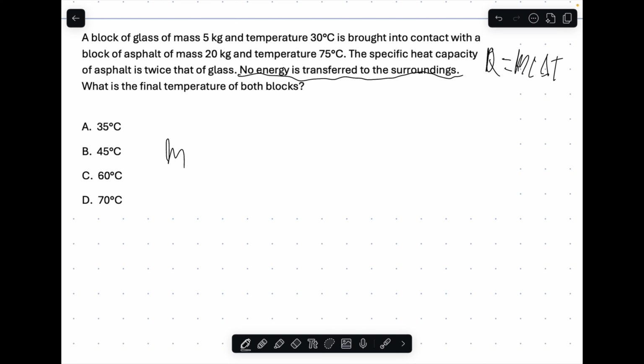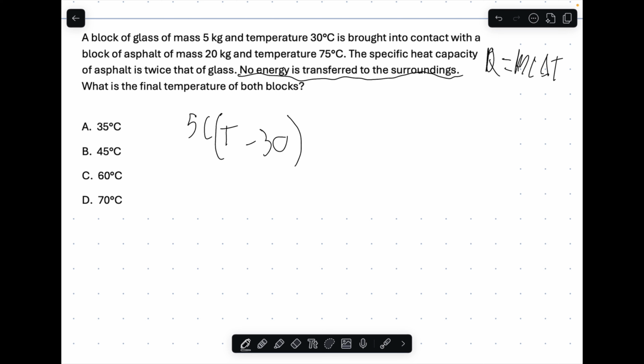MC delta T. Actually, let's just write the values in right away. So M is going to be 5 for the glass. C, we'll just call that C because there's no multiplier or anything. And then T, we're trying to find out this T. So we know delta T is just final temperature minus initial temperature. We don't know what the final temperature will be, so we will just write T minus the initial temperature, which is 30 in this case.